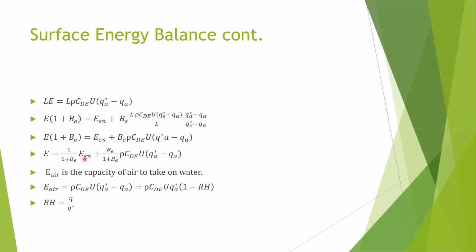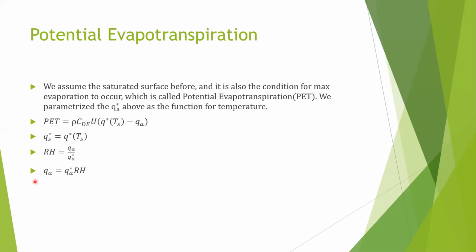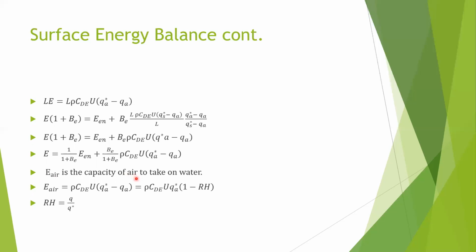E_EN is the part that compensates the latent heat, including the radiative flux, horizontal flux, and the storage. The E_air, on the other hand, is the capacity of the air to take on water. Let's only focus on the E_air part. Rewriting the humidity of the air according to relative humidity, we have a new way of representing the E_air, which is here.